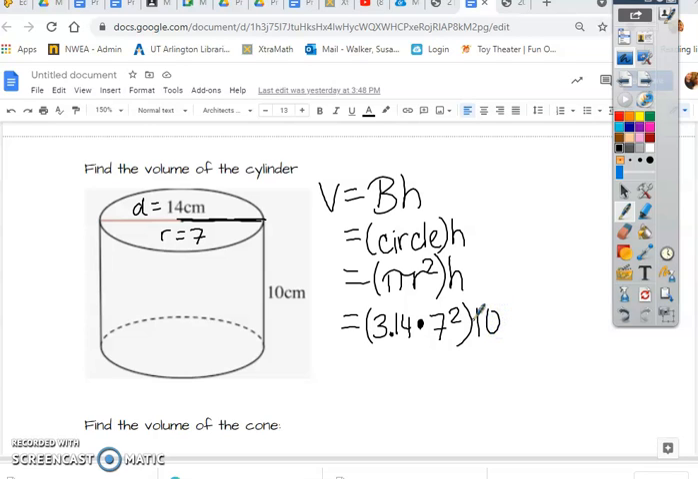So 7 squared means 7 times 7. 7 times 7 is 49. And your job is to finish this up. And once you multiply that, guys, you multiply by 10, which basically means you're going to move whatever the decimal is 1 time over at the end. Okay?